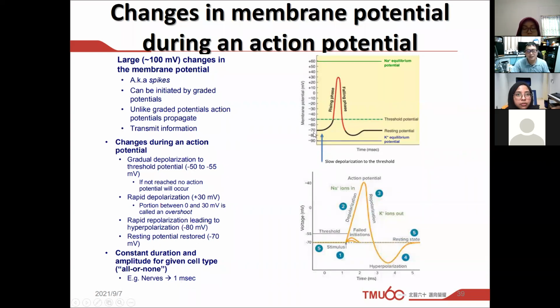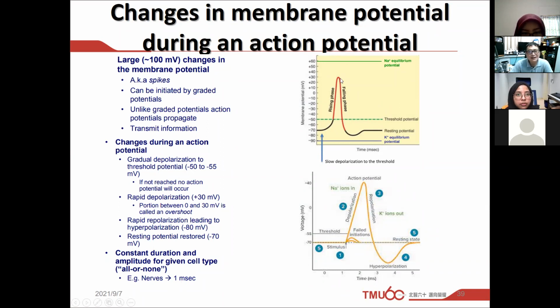So you look at the resting membrane potential, -70. Now you go to +30, so you reach 100 millivolts of difference. That's the change, and it is much bigger than the graded potential we mentioned in the previous slides. And later on, what happened?